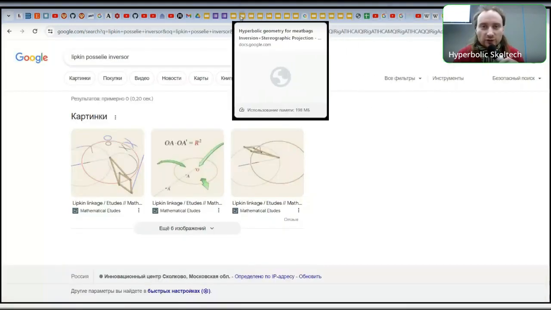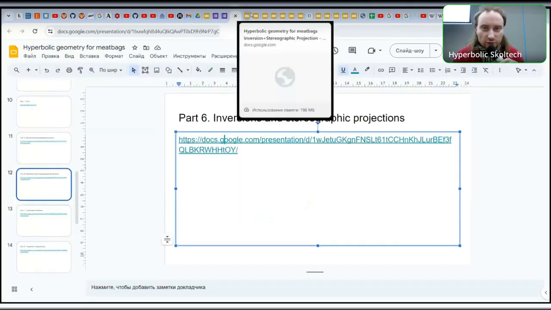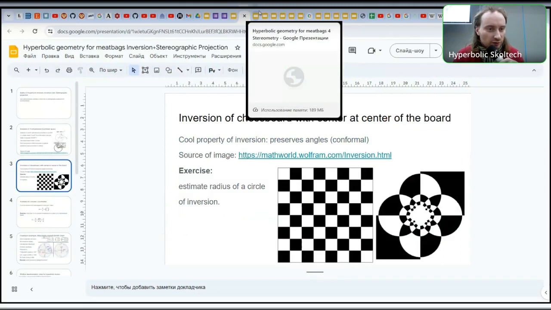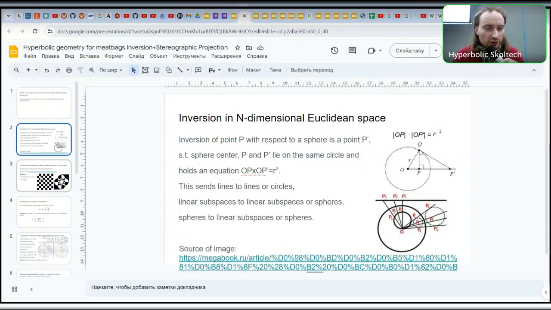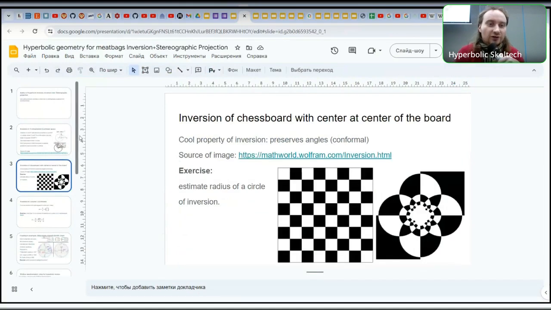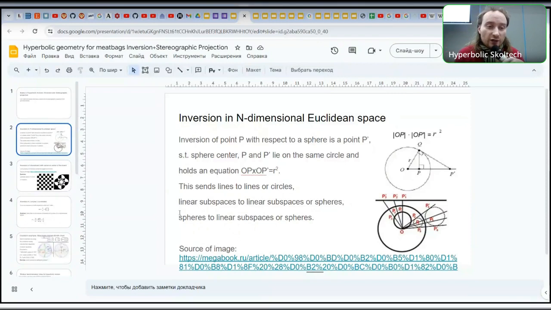Lipkin-Peaucellier mechanism. Well, there was a story about it. Peaucellier said that he invented this, and Lipkin then published his work about this, and then Peaucellier said that this was his idea. So since then, this linkage is called the Lipkin-Peaucellier linkage. So this is how inversion is used.